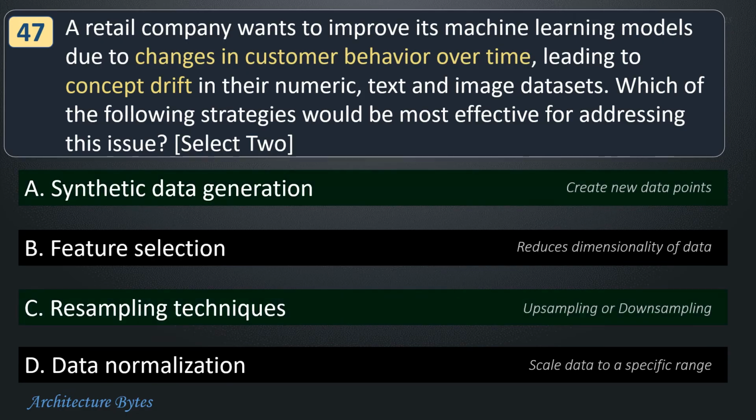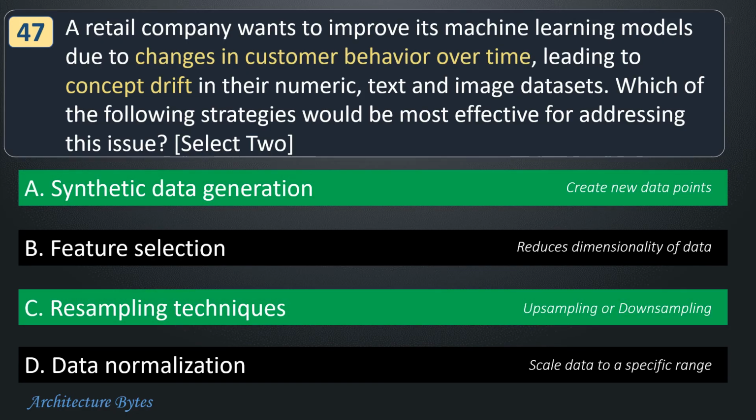Option A and C are the right answers. Synthetic data generation involves creating new data points to reflect changing patterns in the dataset, helping the model adapt to new conditions. Resampling can help adjust the dataset to better reflect current trends by either upsampling underrepresented classes or downsampling overrepresented ones. Feature selection is primarily used to reduce the dimensionality of the data and improve model performance, but it doesn't directly address concept drift.